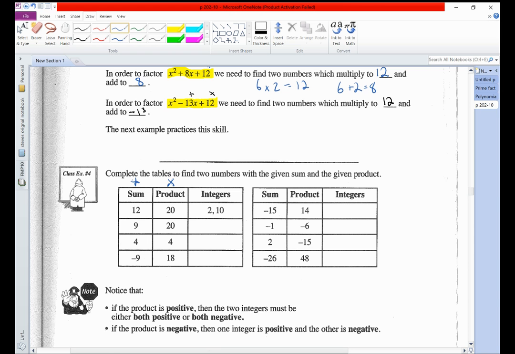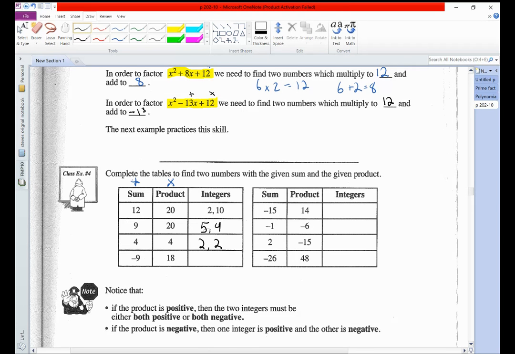How about two numbers that add to 9 and multiply to 20? Well, what are some numbers that you can multiply together to get 20? 1 and 20, 2 and 10, 5 and 4. And that's what it is right there, 5 and 4, or 4 and 5, however you want to write it. 5 times 4 is 20. 5 plus 4 is 9. Two integers that add to 4 and multiply to 4? Well, 2 times 2 works pretty well.